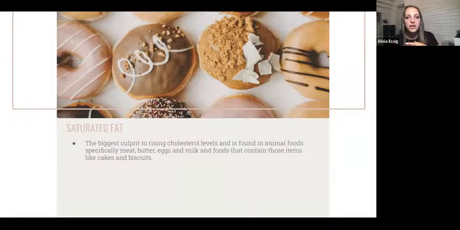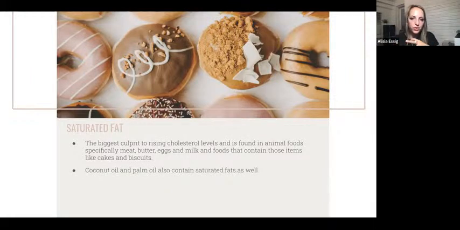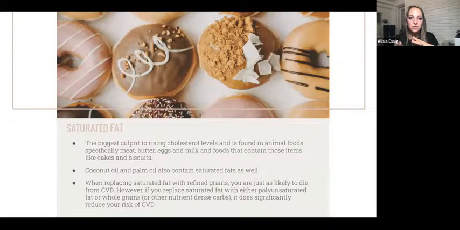And then we have butter, eggs, milk, and other products like cakes and biscuits as well. Cookies, anything that has a lot of butter in there too. Coconut oil also is high in saturated fat, and palm oil. So those plants are not immune from high saturated fat. We should be watching how much we're eating.